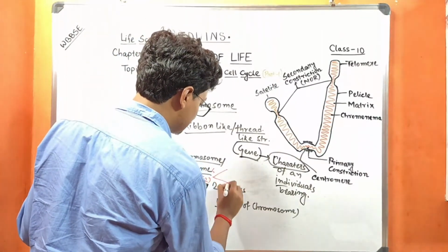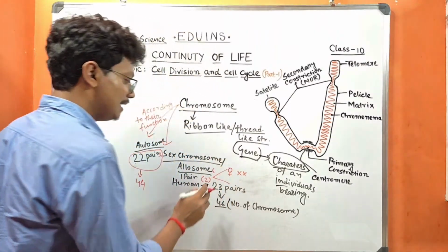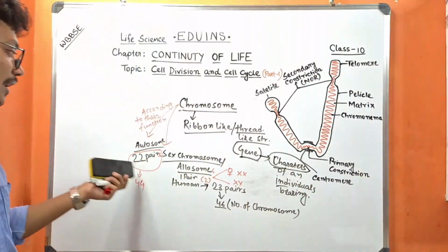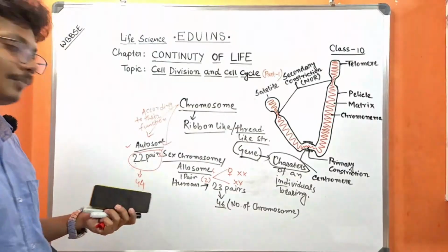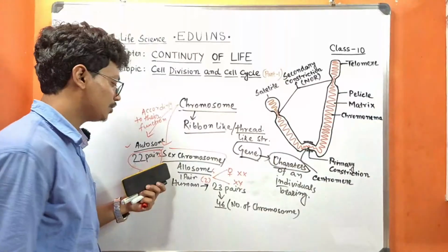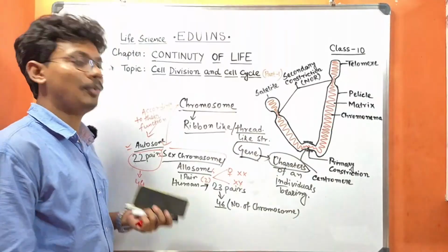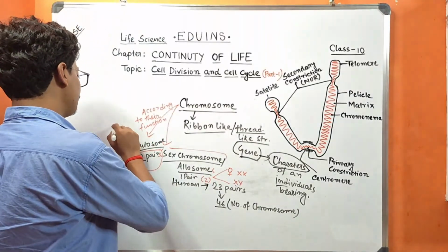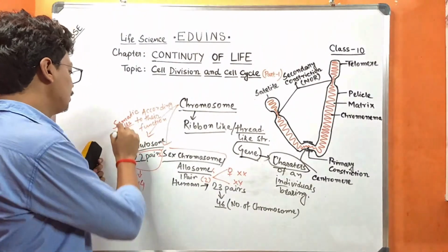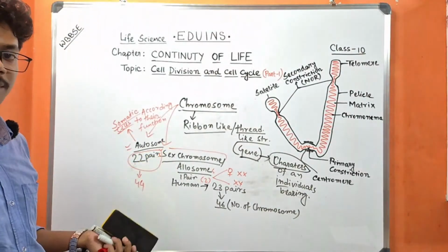What are they? In a female it is XX, and in a male it is XY. These are the two types of chromosomes present in our body. The sex chromosomes or allosomes are found in the reproductive cells, and the autosomes are found throughout the body. These chromosomes are also found in somatic cells or body cells. So these are the types of chromosomes in our body.